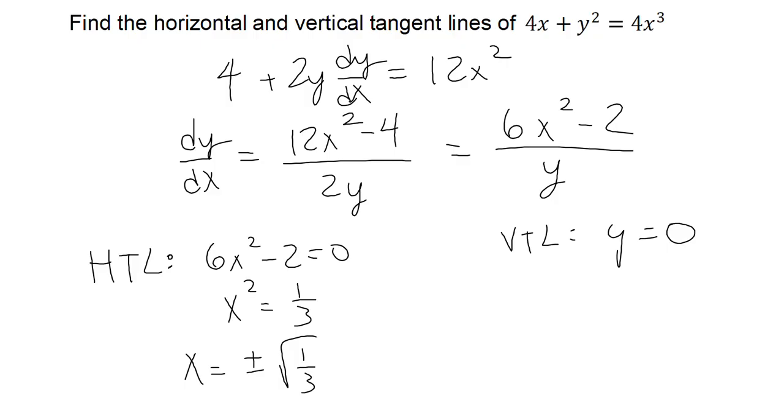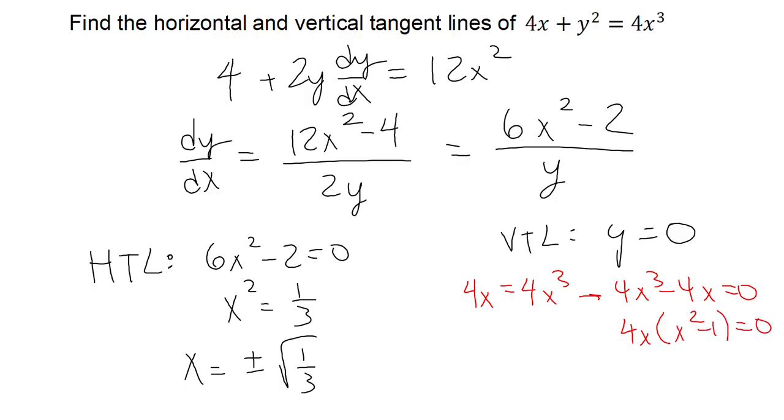That one should be pretty quick and easy. If we take y equals 0 and plug it back into the original equation, 4x equals 4x cubed, and then solve that. 4x cubed minus 4x equals 0, factoring the 4x out, we get x equals 0 and x equals plus or minus 1. So there's definitely values that work there.